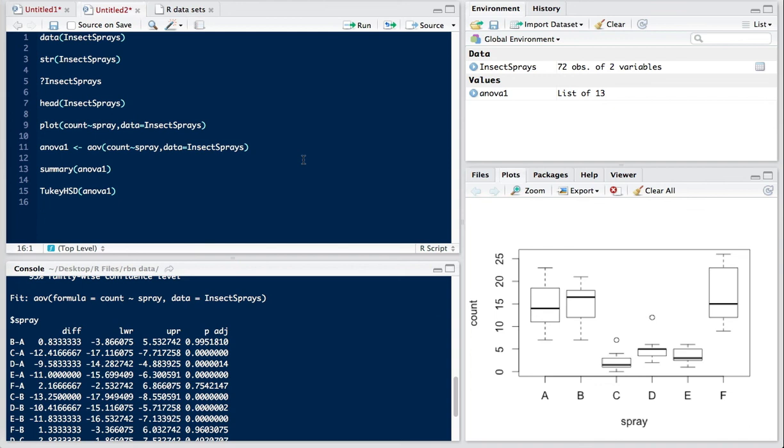But the example I gave with the shade and with the fertilizer would be referred to as a two-way analysis of variance. And similarly, add a third factor and you've got a three-way analysis of variance. So it's a highly generalizable technique and a very powerful one.